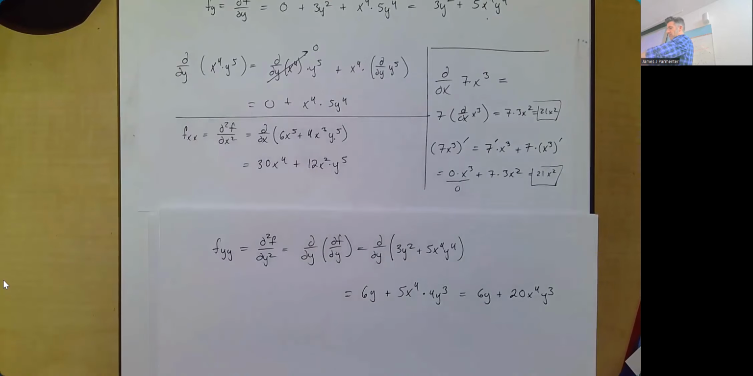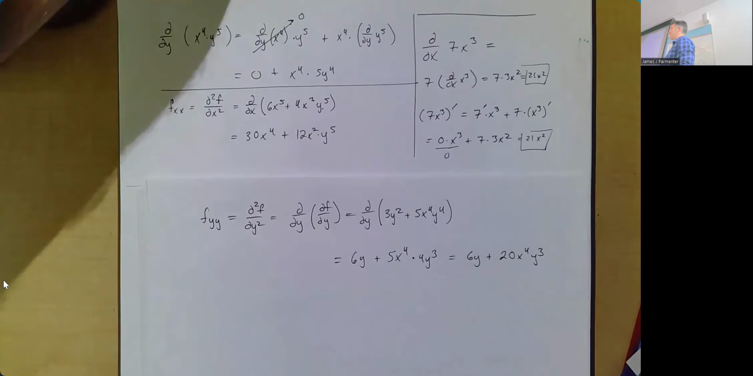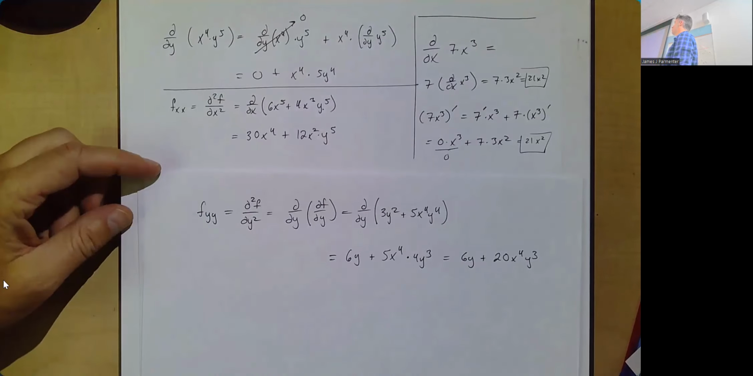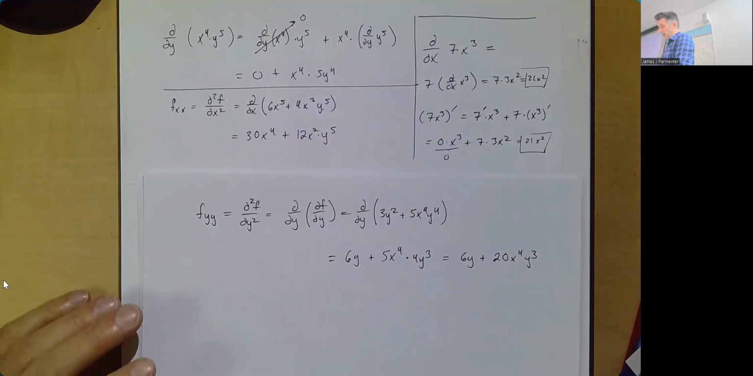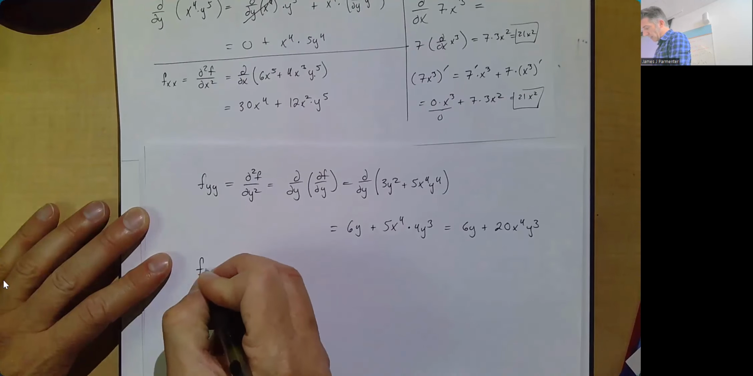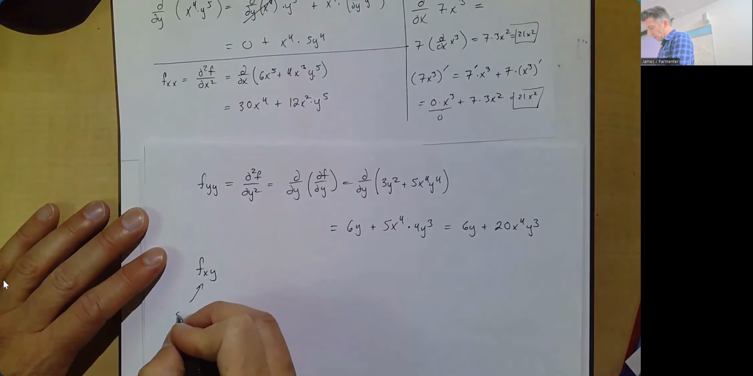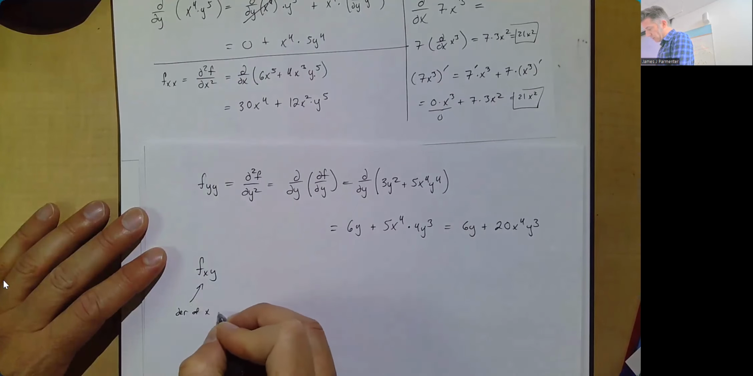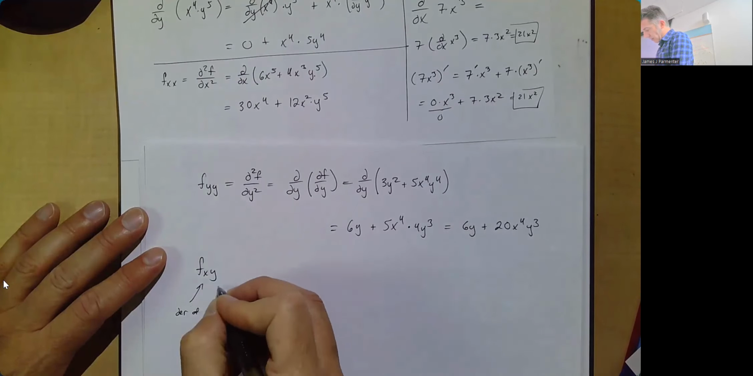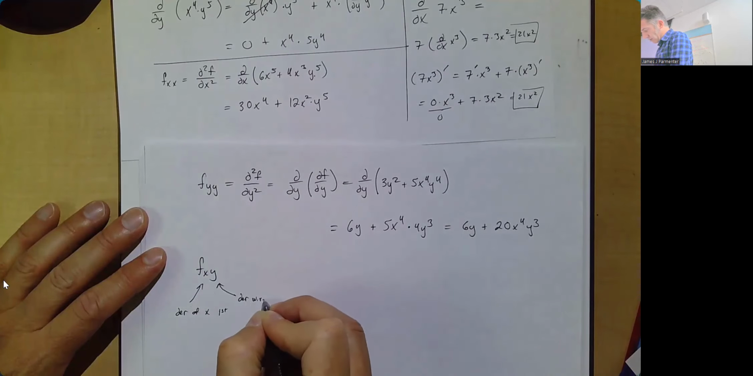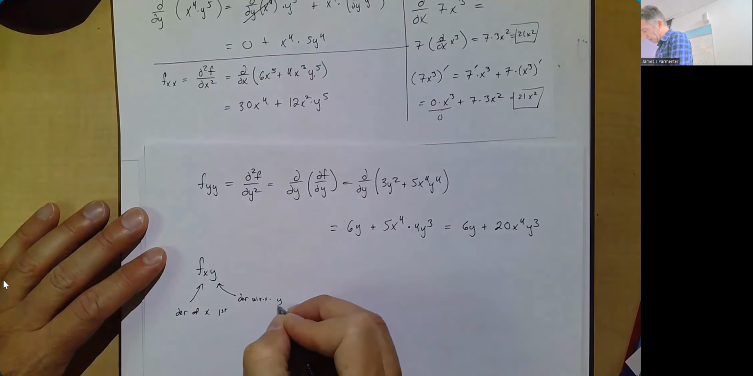Okay. There's one other thing we need to find, well, actually there are two other things, but really only one other thing. We need to find the mixed partial derivatives. We want to find F_xy, which means you do the derivative with respect to x first, and then the derivative of that with respect to y. Derivative with respect to y second.